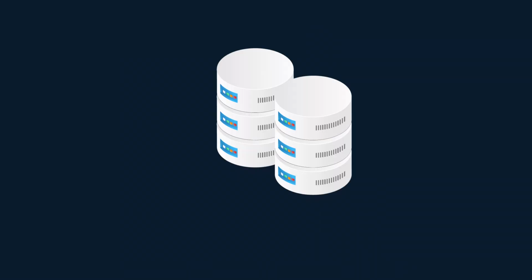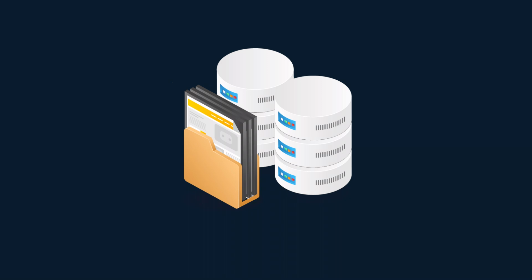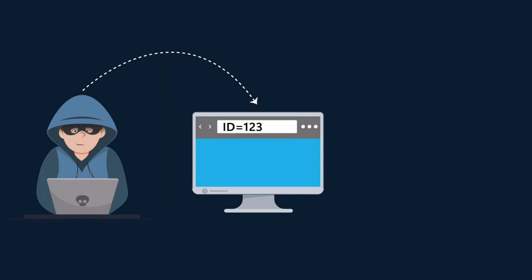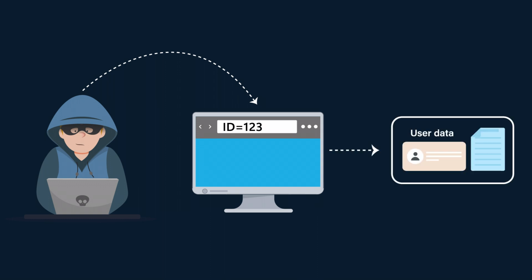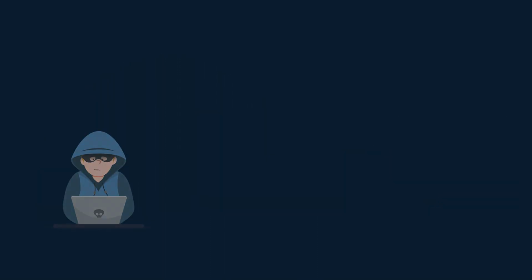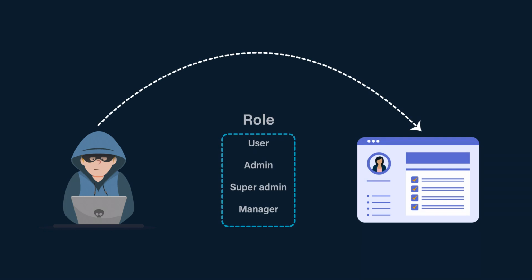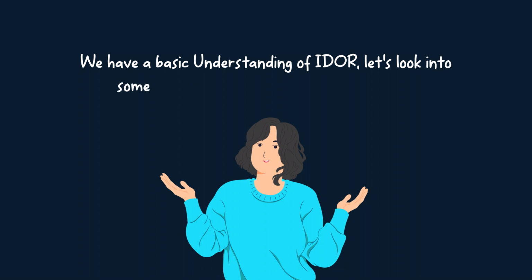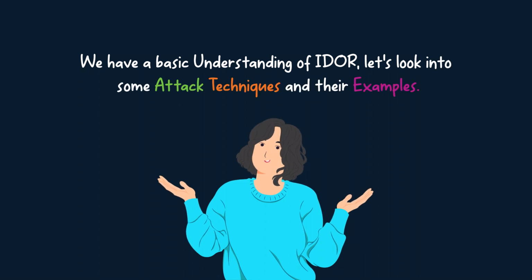It occurs when an application exposes internal objects like files or database records based on user-supplied input. Attackers exploit this vulnerability by manipulating parameters to access unauthorized resources, bypassing the application's access controls. Now that we have a basic understanding of IDOR, let's look into some attack techniques and their examples.